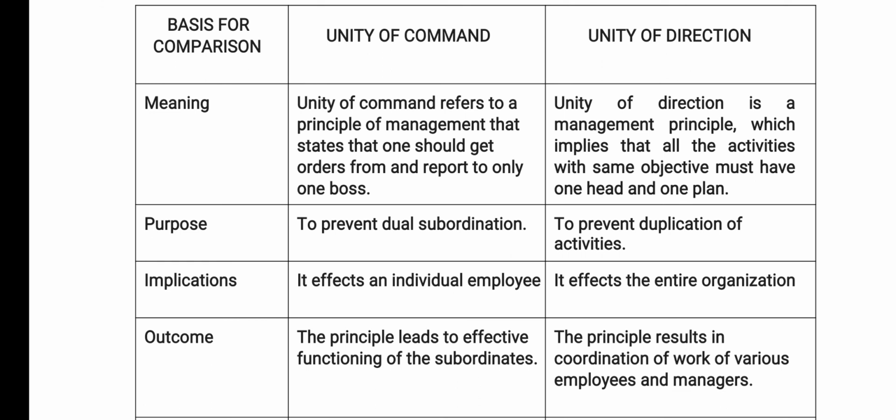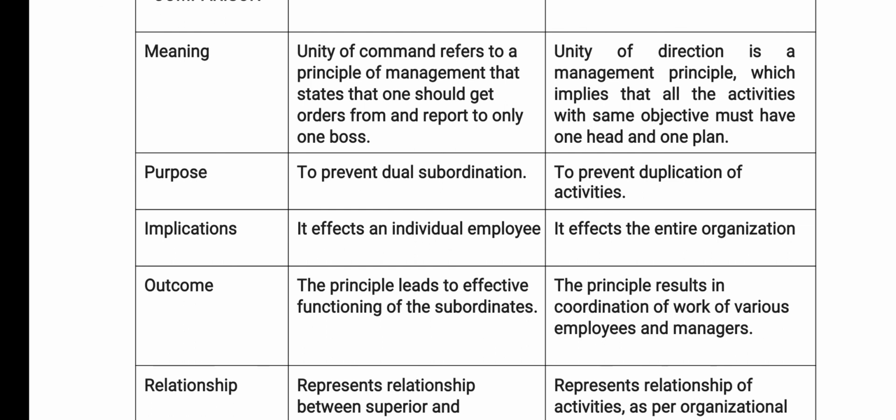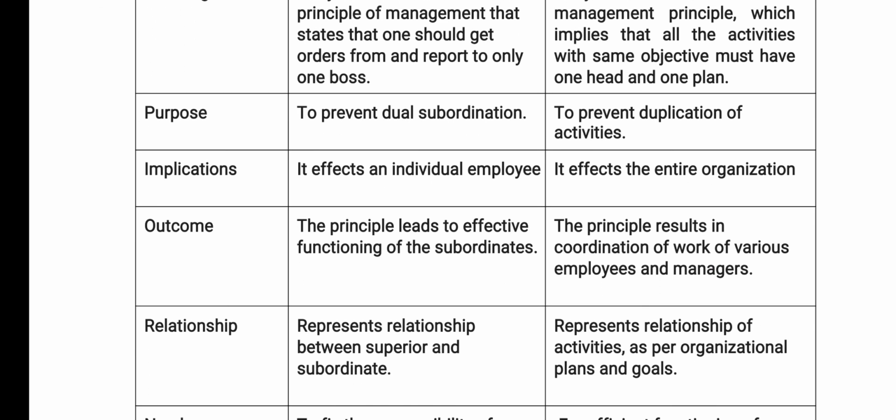The purpose of unity of command is to prevent dual subordination, whereas unity of direction prevents duplication of activities. Implications: command affects an individual employee, whereas direction affects the entire organization. The outcome of unity of command is effective functioning of the subordinates, whereas direction results in coordination of work of various employees and managers.